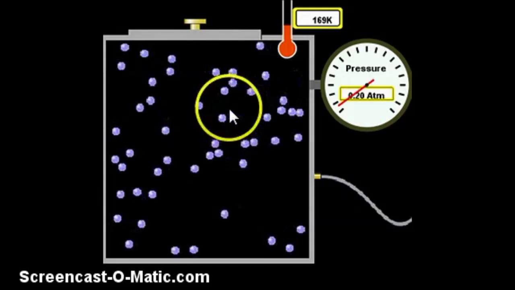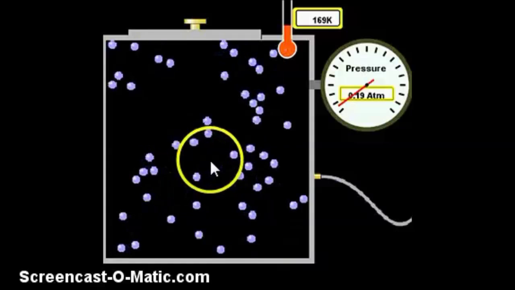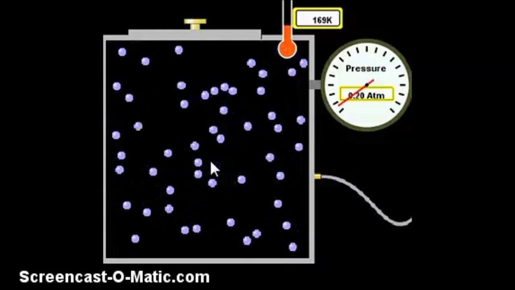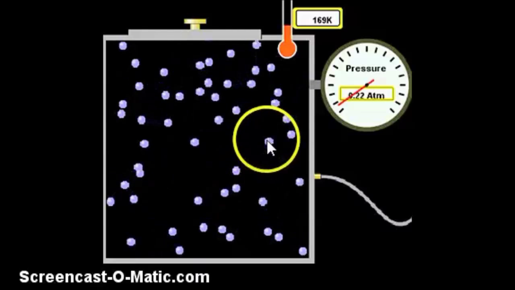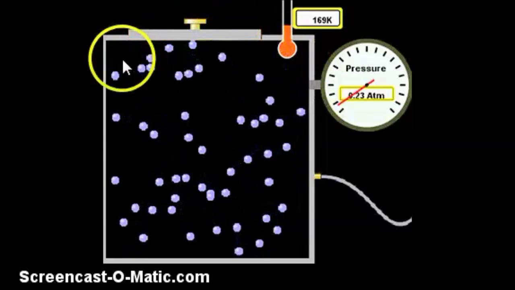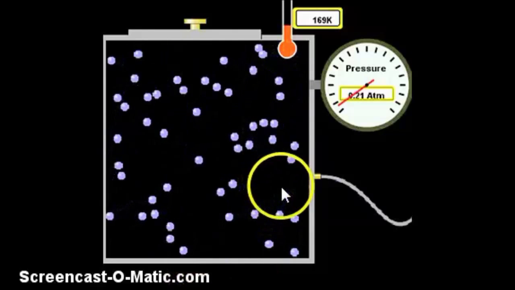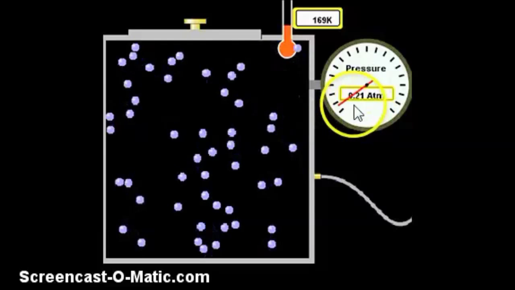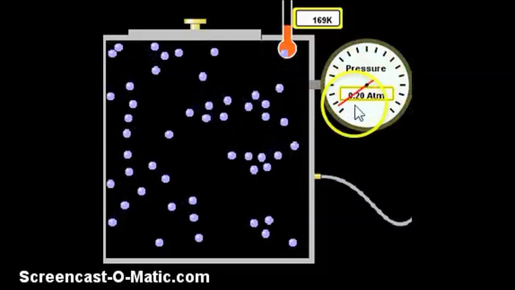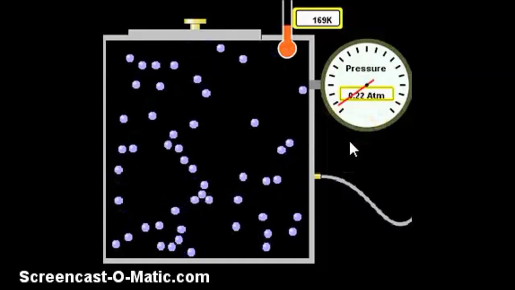So here's our model, and when we're looking at gas pressure and talking about collisions, we're really thinking about two different ways that the gas can change. Either the gas particles hit the outside of the object more often, meaning more times, or harder, so they're hitting it faster and faster. If we look here, here's our pressure. Right now it's at about 0.20 atmospheres.